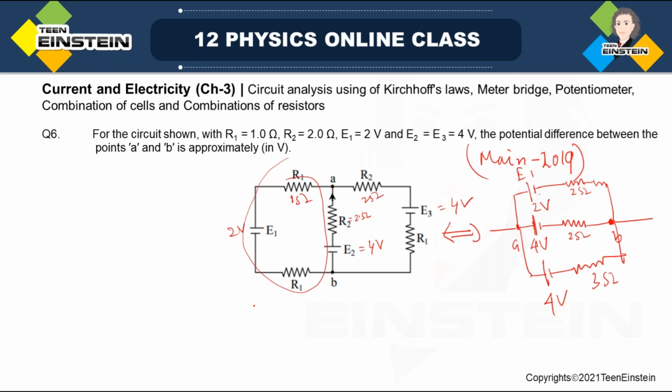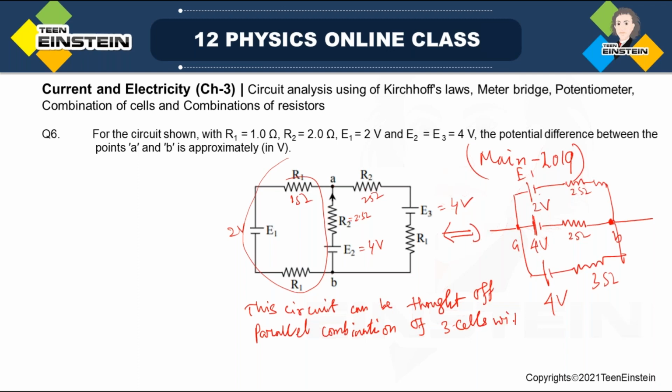So this circuit can be thought of as a parallel combination of 3 cells with their internal resistances. So look for internal resistance.